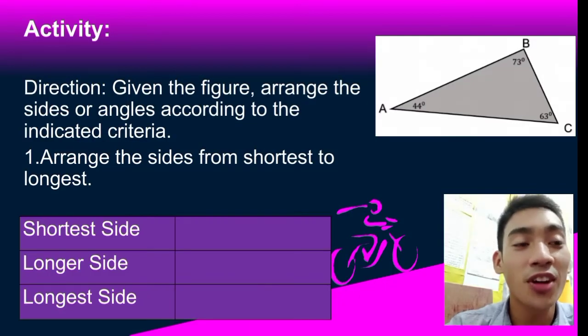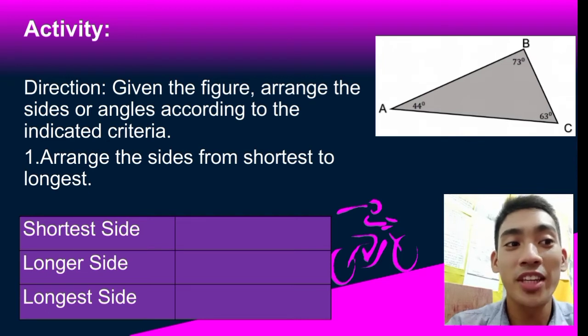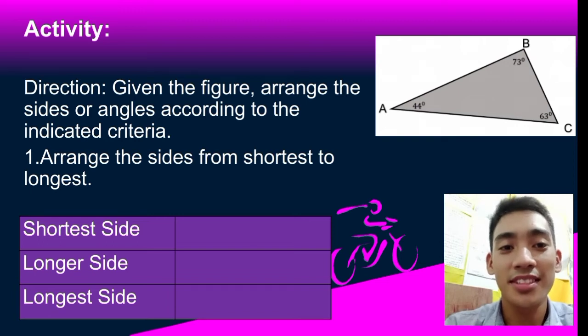Given the figure on top, arrange the sides or angles according to the indicated criteria. Arrange the sides from shortest to longest. So given this triangle, on top, I will be giving you at least 5 seconds to determine what is the shortest side, longer side, and the longest side. The 5 seconds starts now. Time's up.